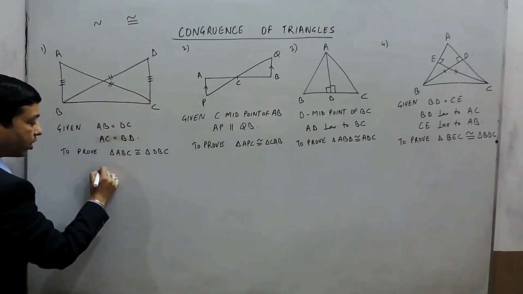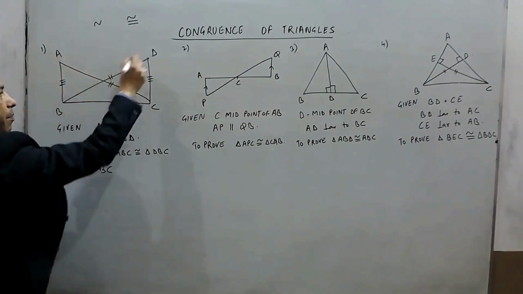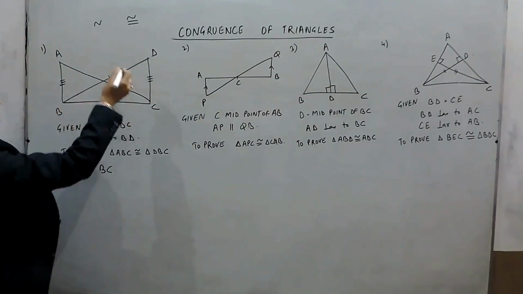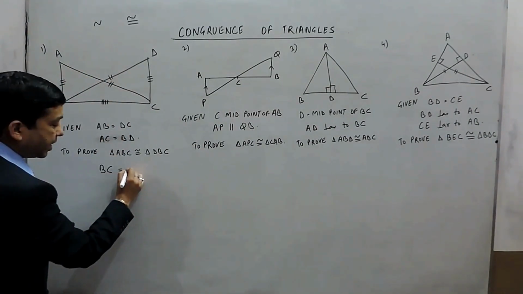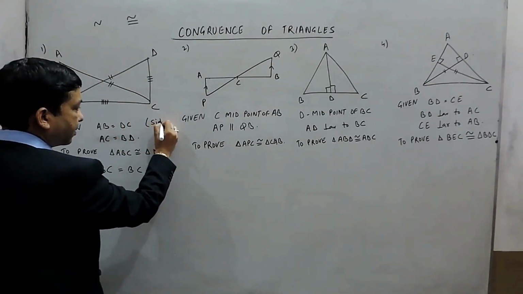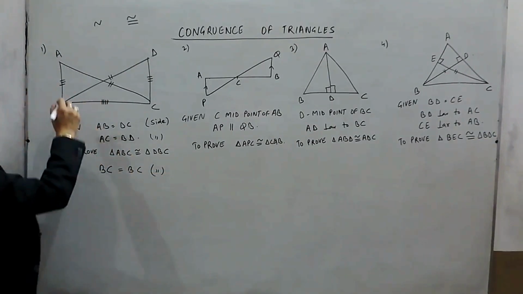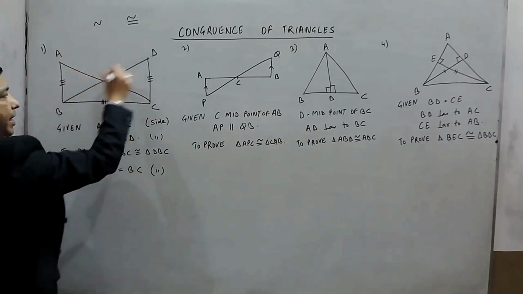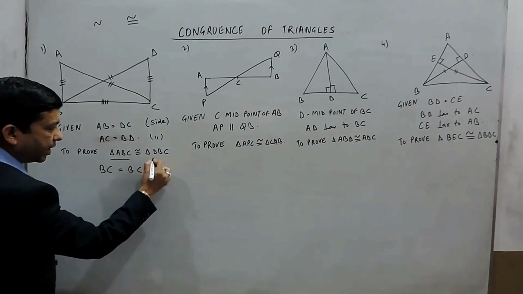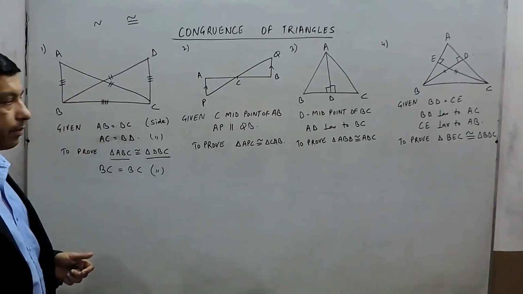We already know that BC is a common line between ABC and BDC. So whatever is the length of BC, this must be the same for the two triangles. It means BC equals BC. So this is a side, this is again a side, and this is again a side. We know that the three sides of this triangle and three sides of this triangle are all equal. That means triangle ABC is congruent to triangle BDC. All the angles are also the same.